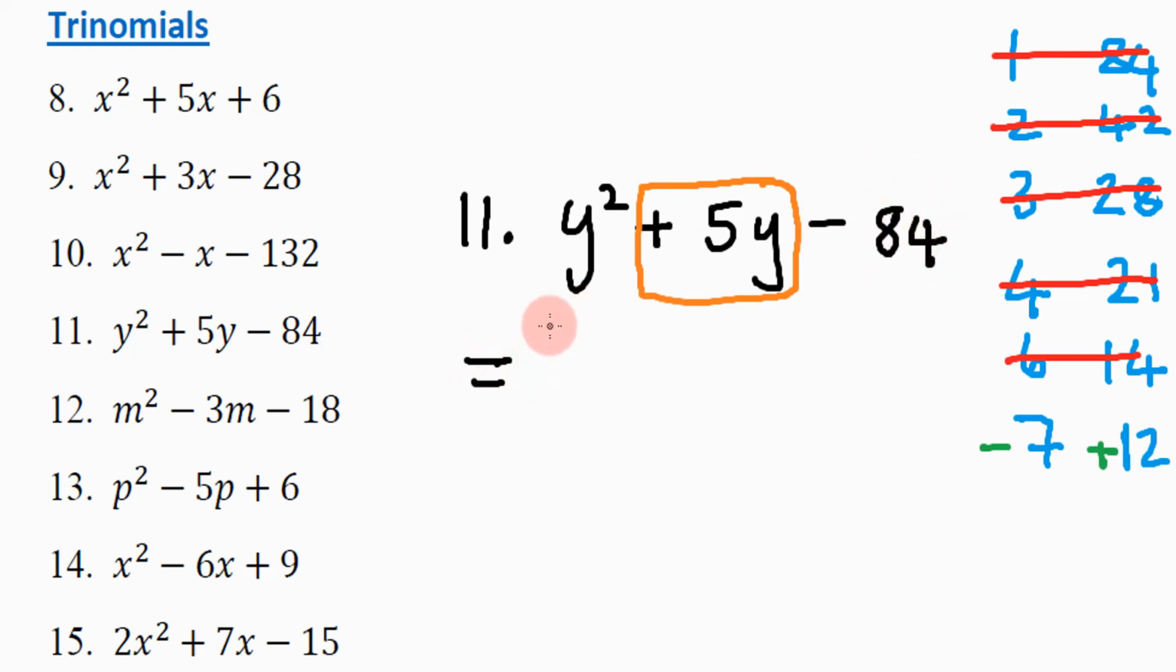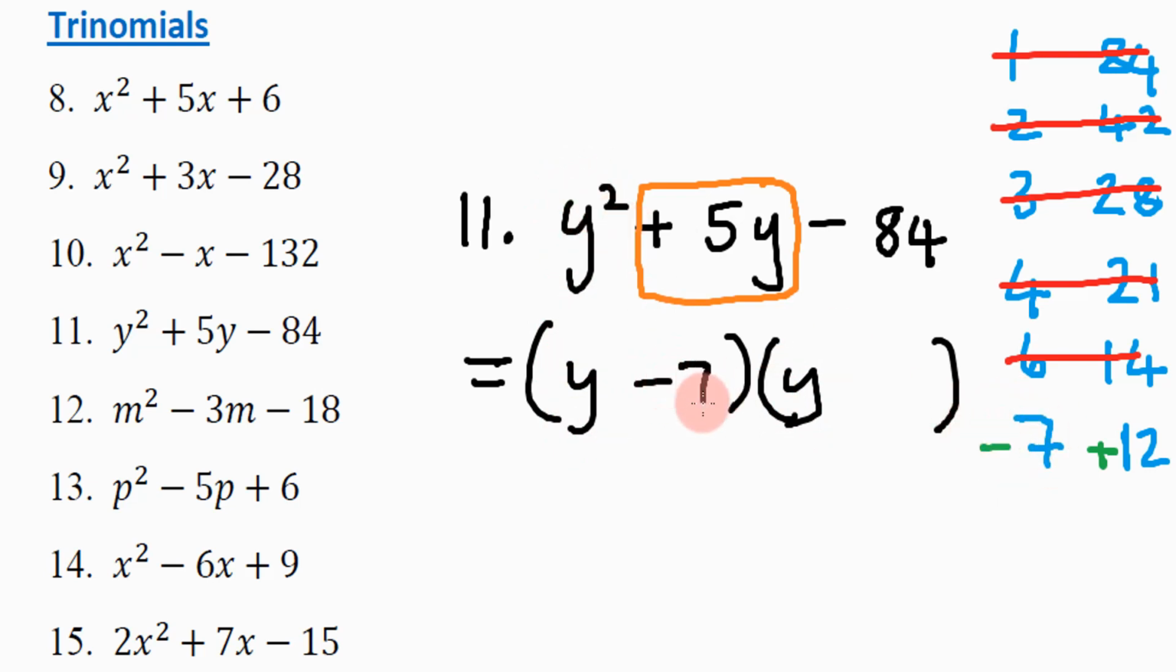Now we open two sets of brackets. Y times y will give us y squared. And we write in the negative 7 and the positive 12. We do a final check and multiply out mentally to see whether we get back the original. Y times y is y squared. Negative 7 times positive 12 is negative 84. Then we have negative 7y plus 12y. And that does give us positive 5y.